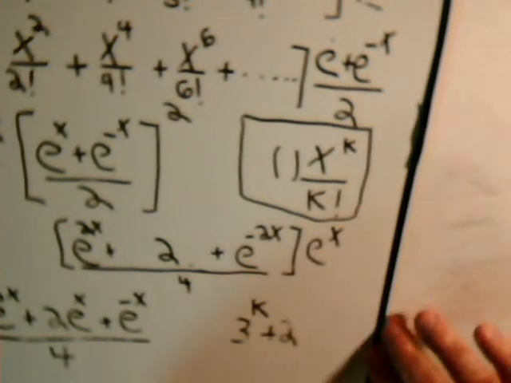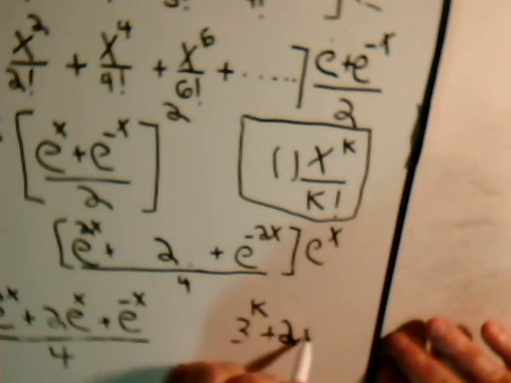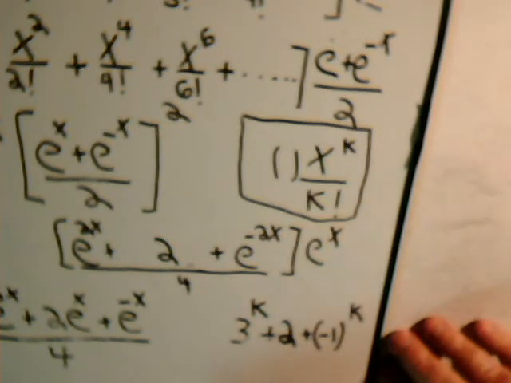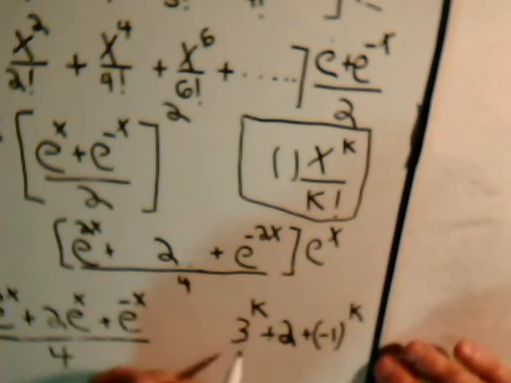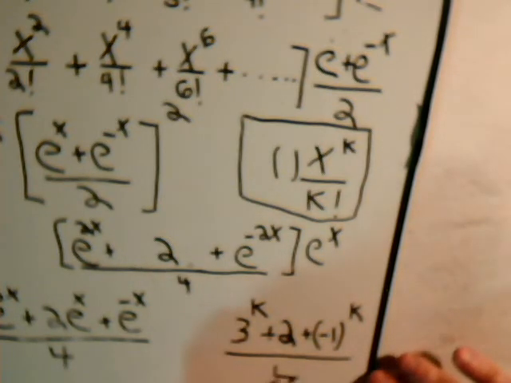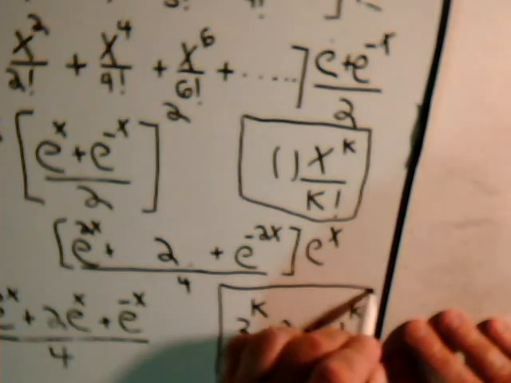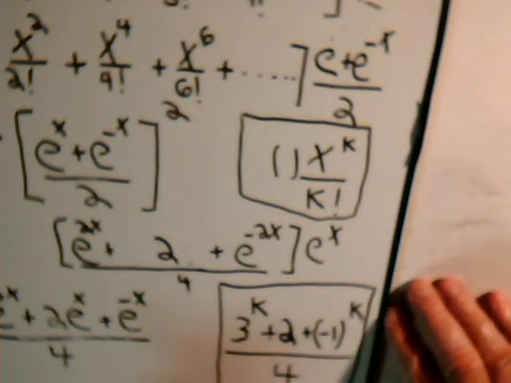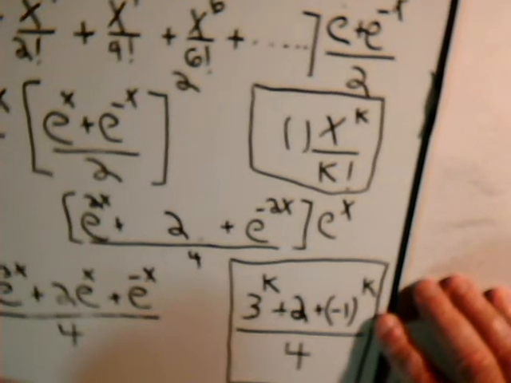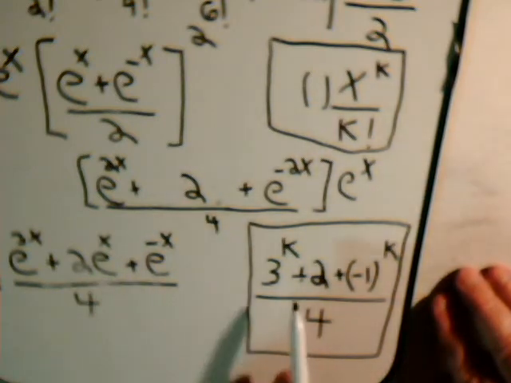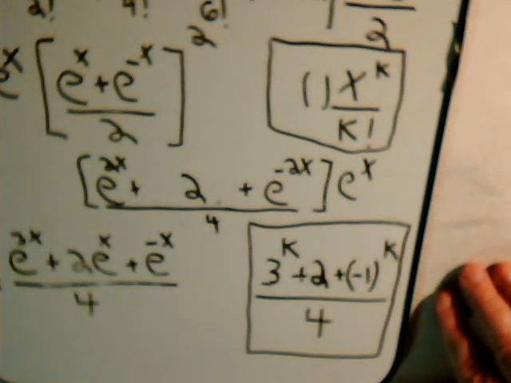So for here, this will be plus minus 1 to the k. So this expression here, divided by 4, that is our coefficient of x to the k divided by k factorial. From this expression here, this is the coefficient of x to the k divided by k factorial.